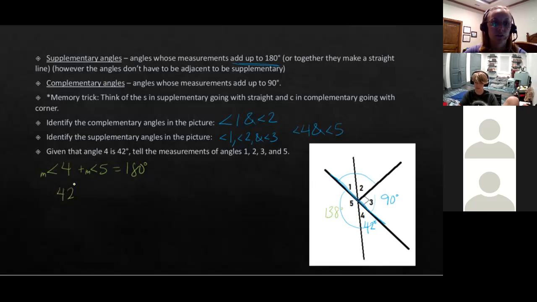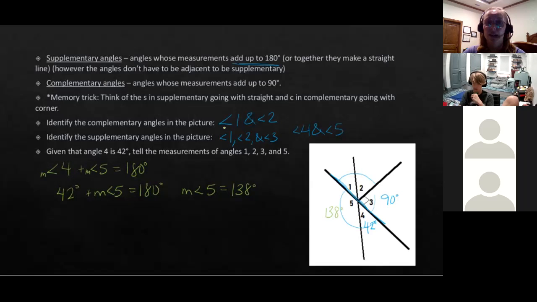So if this is 42, and then we add angle 5 and the whole thing equals 180, then we're taking 180 minus 42 and getting the measure of angle 5. So he says the measure of angle 5 is 138. I think that's right.